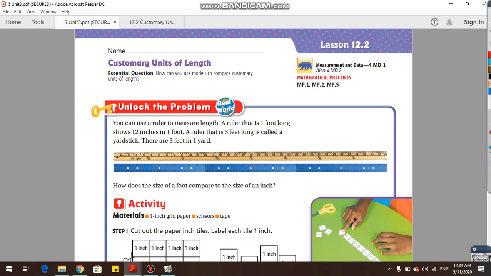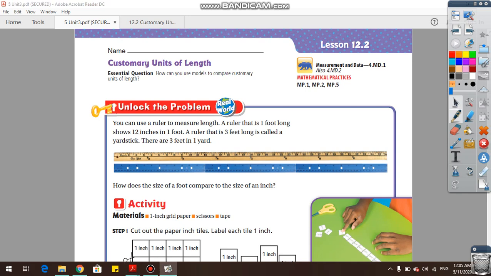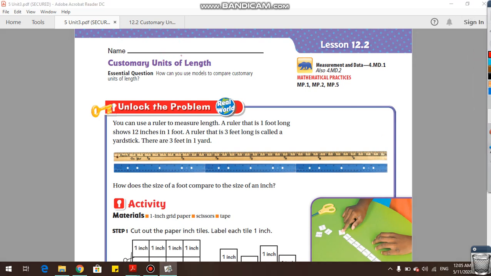Today's lesson is Customary Units of Length, lesson number 12.2, page 476. Okay, guys, today we're gonna talk about units of length, but not just units of length. I'm gonna talk about customary units of length.